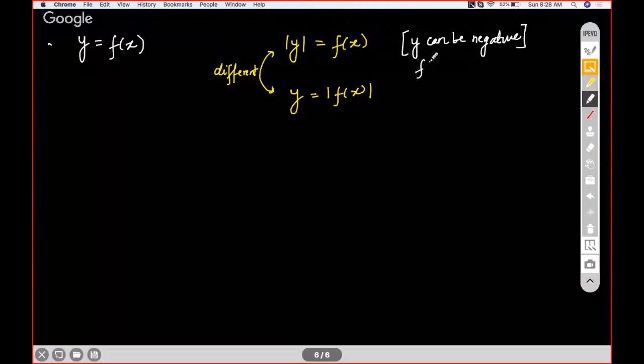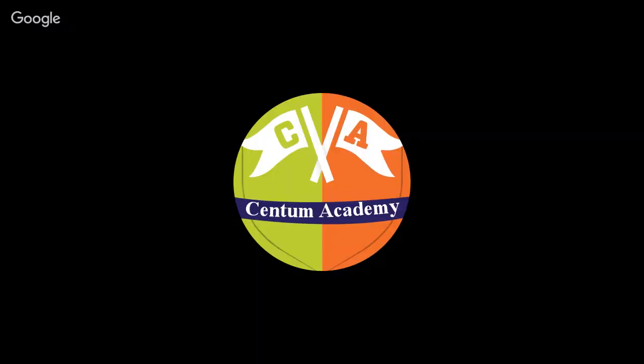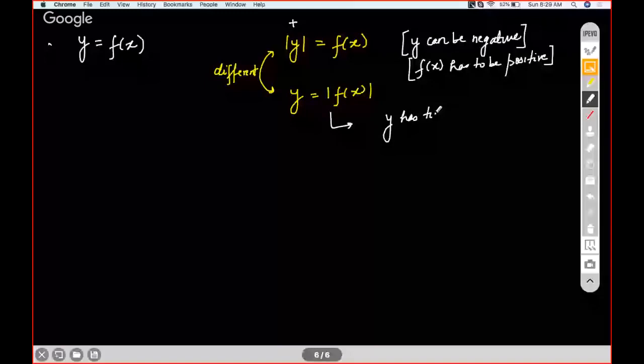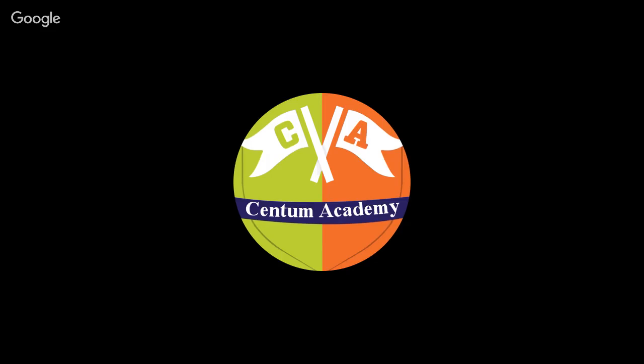Yes, because you're comparing the modulus to something, so this will always be a positive quantity. So f of x has to be positive, but y can be negative because there's no restriction on y, since mod is making it positive. Understood. But for the other one, it's opposite. Y has to be positive in this case, whereas f of x can be negative. Understood the point?